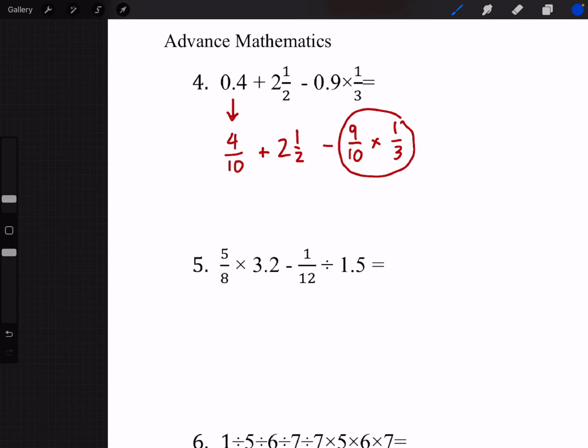You can simplify. So the 9 and 3, we can cross them out and divide them both by 3. And this will be a 1 and this will be a 3. So now this turns into 3 times 1, which is 3, and 10 times 1, which is 10. So 3 over 10. Now let's put everything else back in. You've got 4 over 10 plus 2.5 minus that.